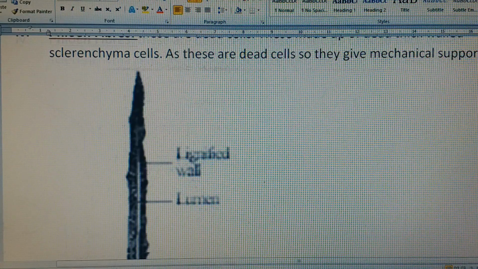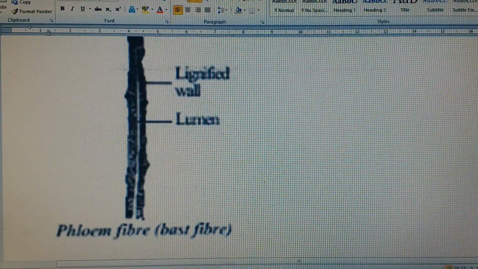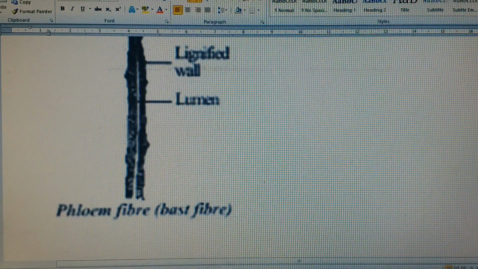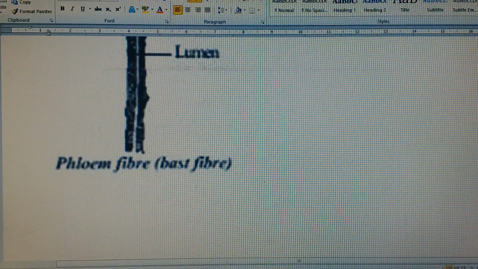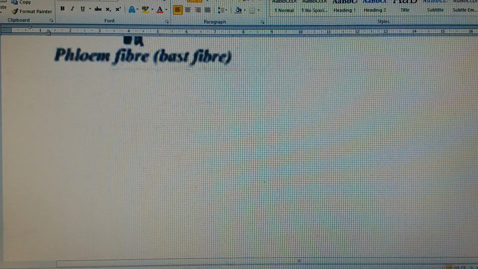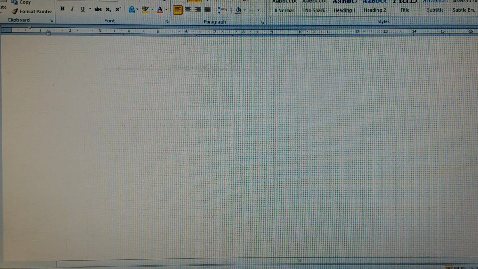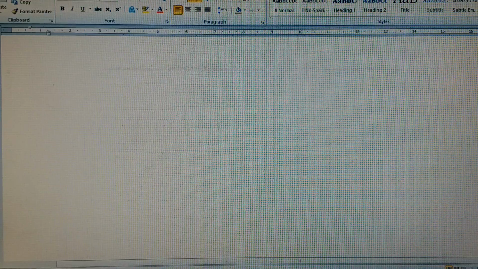You all know the jute plant. Have you studied about jute, which provides us jute fiber to make bags, mattresses, doormats, etc.? So these phloem fibers are the bast fiber of the jute, which is extracted from the jute plant or the jute stem. So jute fibers are known as bast fibers. So these are the various types of tissues which you have studied.